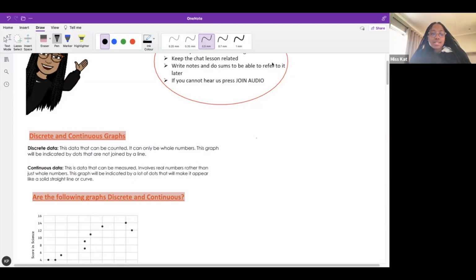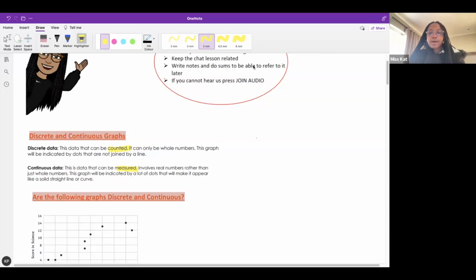And continuous data is data that can be measured. So that's the difference, okay? Let's highlight this. I think this is important. Okay, so discrete data can be counted and continuous can be measured. So this involves real numbers other than whole numbers, meaning decimals and fractions. This graph will be indicated by dots, but they will be joined by a solid line or curve. We will discuss why just now.